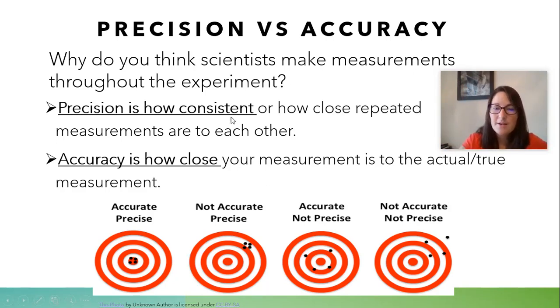Then we have the third one. The third one is you're accurate, but you're not precise. So you're throwing the darts and you're getting them around the middle. You're getting close to that target, but your darts are all over the place. So they're not precise. And then the last picture, you're not accurate and you're not precise. Your darts aren't close together, they're not consistent, and they're not even near the target you are trying to get to.